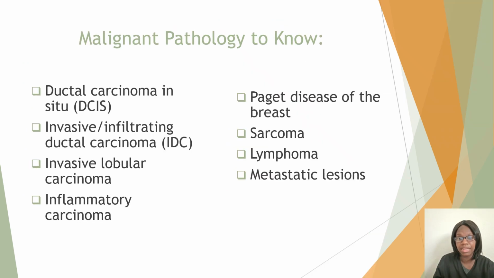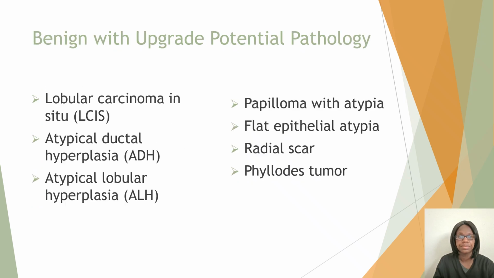Okay, your malignant pathology that you must know: ductal carcinoma in situ, your IDC, invasive lobular carcinoma, sarcoma, lymphoma, Paget's disease. I did a Q&A video on this already. It may be titled Anatomy Q&A Part 1, Part 2, Part 3. So that's how you can find those. It's like a Q&A where I quiz your knowledge on the differences between this.